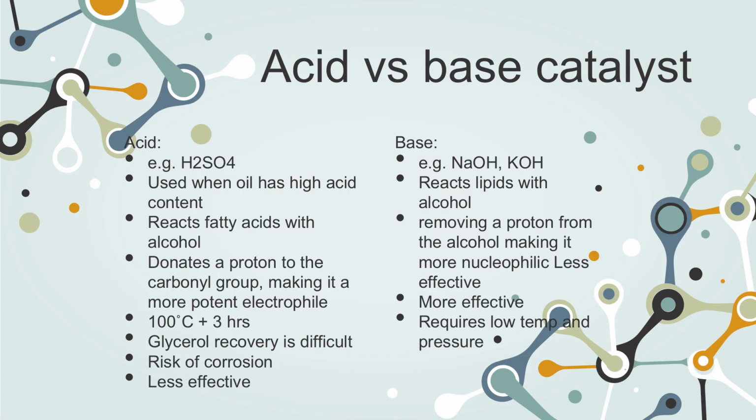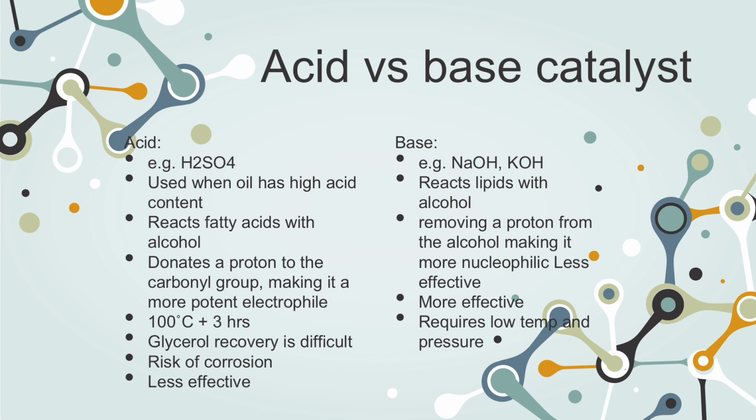We would use an acid as a catalyst, for example, sulfuric acid, when our vegetable oil has a really high acid content. It involves the reaction of fatty acids with alcohol, where the acid catalyzes the reaction by donating a proton to the carbonyl group, making it a more potent electrophile. It requires temperatures above 100 degrees Celsius and over 3 hours to complete the reaction. And in the end of the production, glycerol is difficult to obtain, and there's a risk of corrosion in the process as well. So overall, it's a less effective method.